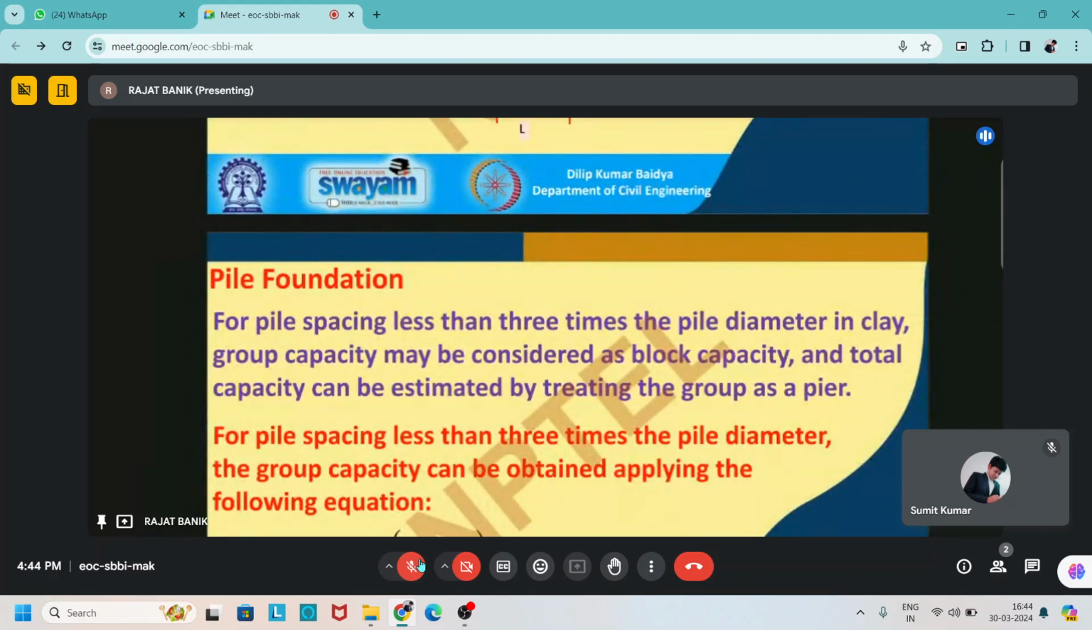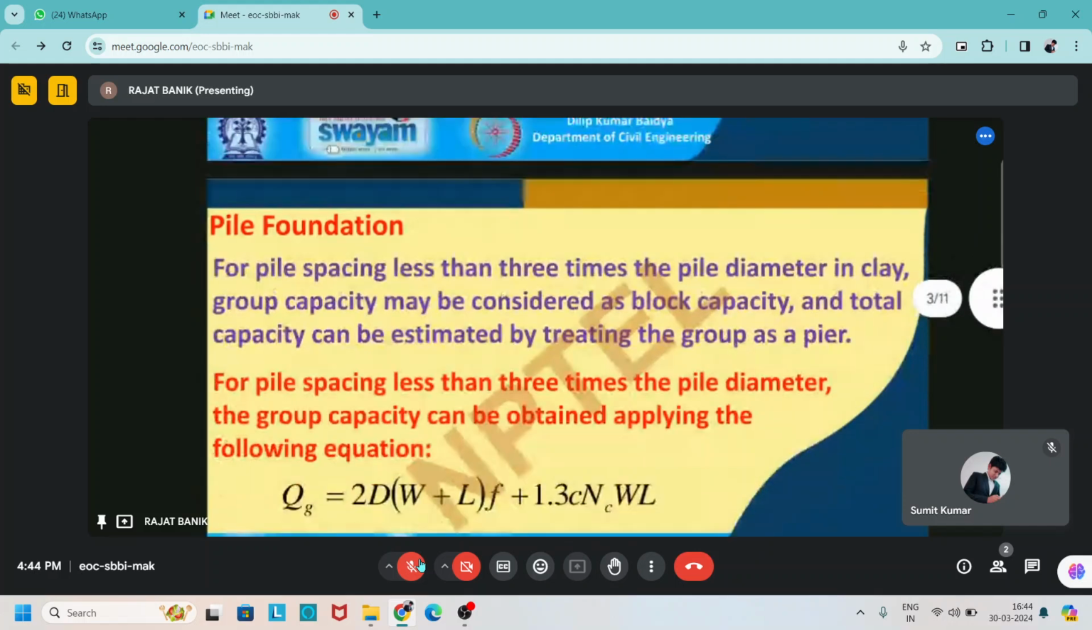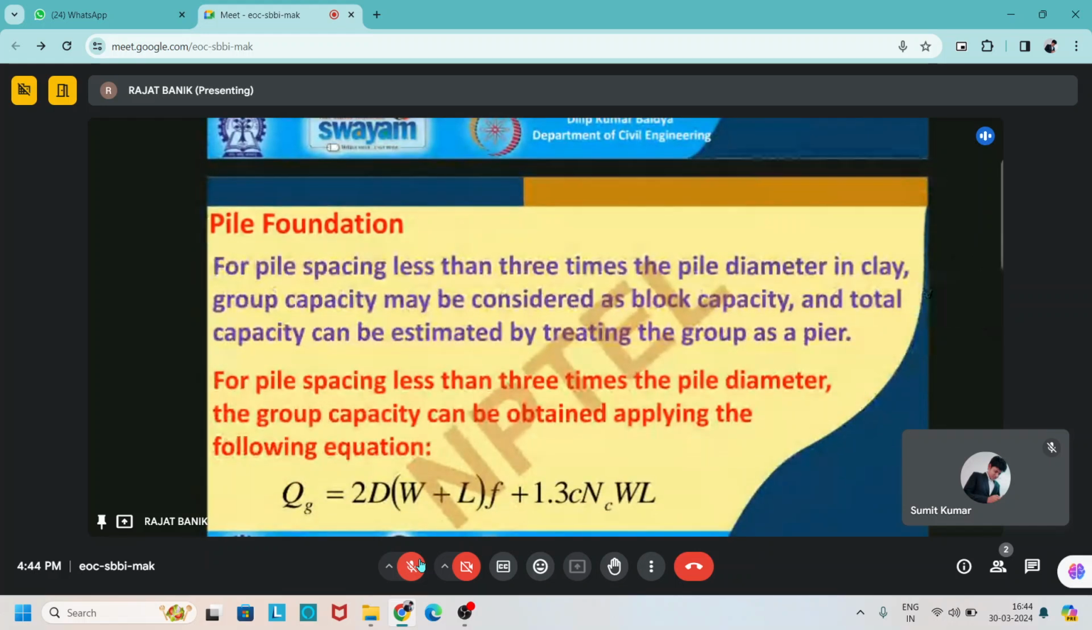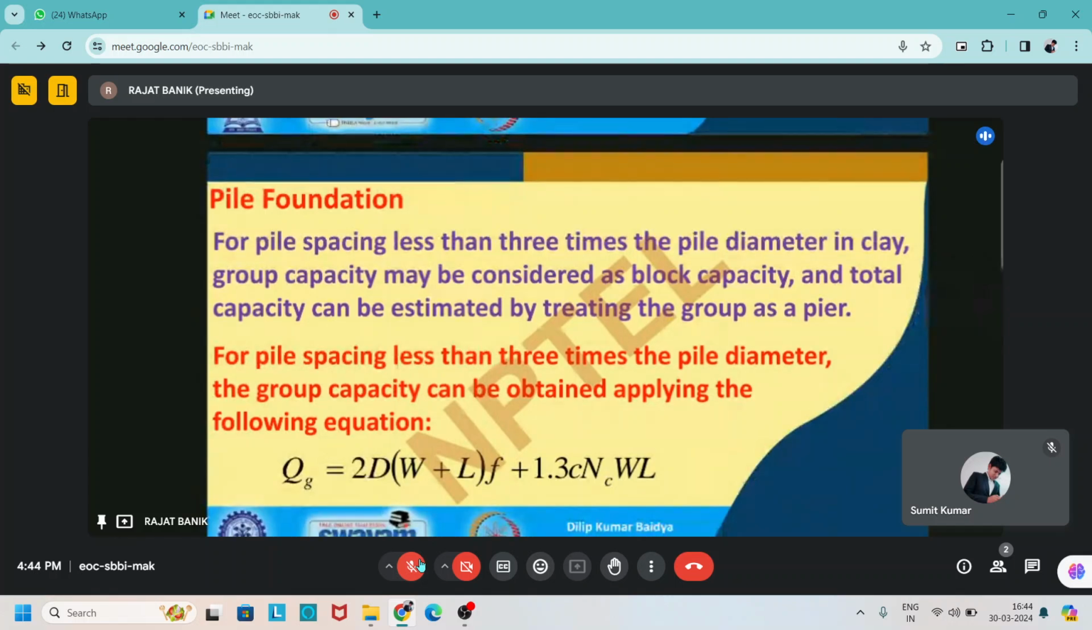For pile foundations with spacing less than 3 times the pile diameter in clay, the group capacity may be considered as a block capacity, and the total capacity can be estimated by treating the group as a pier. This formula is used if the spacing is less than 3 times the pile diameter in clay, in cohesive soil. That means if the spacing is less than 3 times the pile diameter in clay, we consider it as a block failure.